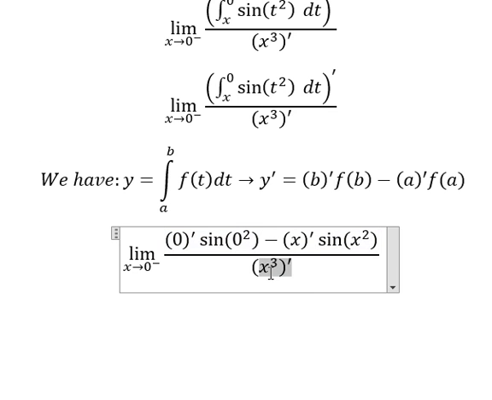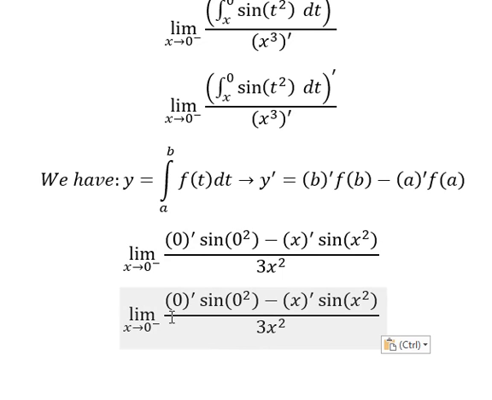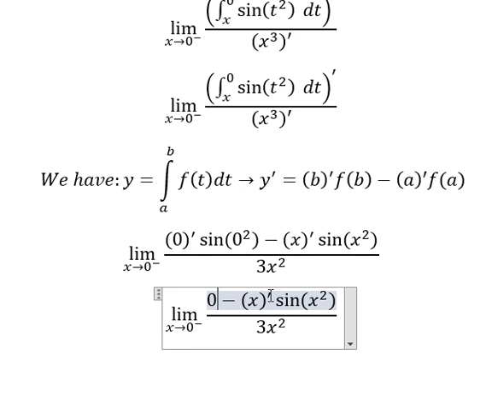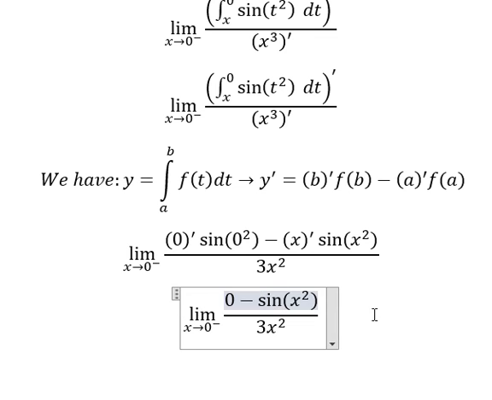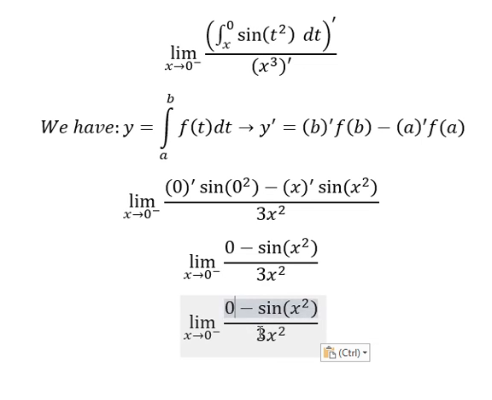Here we applied the power rule of the derivative, and we have 3s squared. This one gives 0, and this one we have 1. Now we can simplify like this.